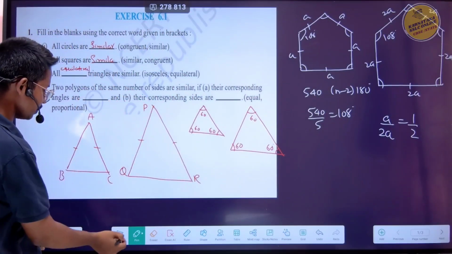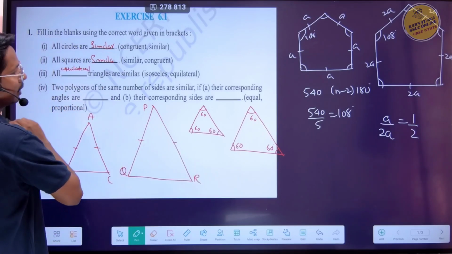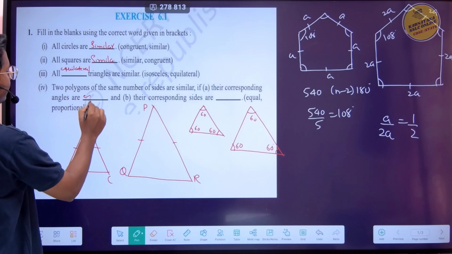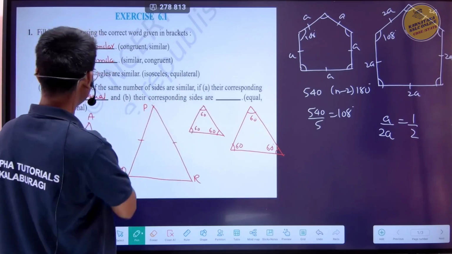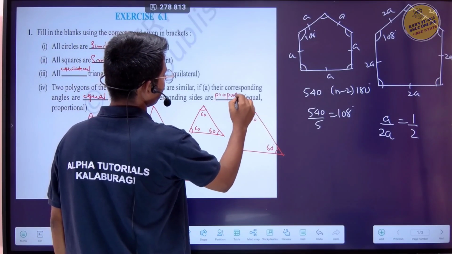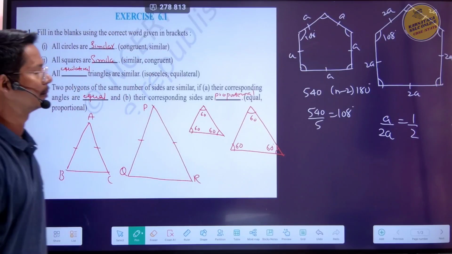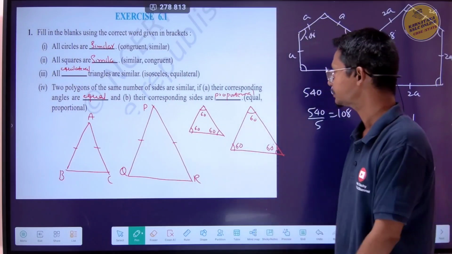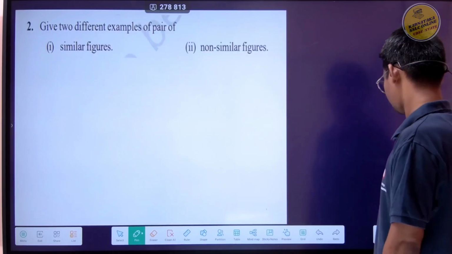So what is the first part you can write? The first part you can write is: the corresponding angles are equal, and their corresponding sides are in ratio or in proportion. This is going to be the fill in the blanks. Fine. Next, second question.